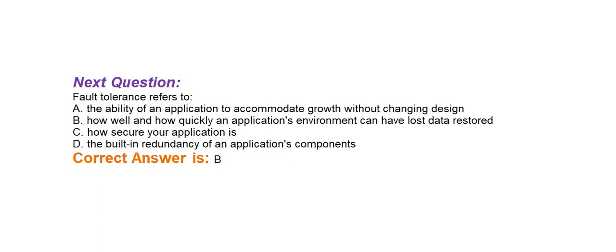Next question is, fault tolerance refers to option A, the ability of an application to accommodate growth without changing design. Option B, how well and how quickly an application's environment can have lost data restored. Option C, how secure your application is. Option D, the built-in redundancy of an application's components. Correct answer is option B. How well and how quickly an application's environment can have lost data restored.